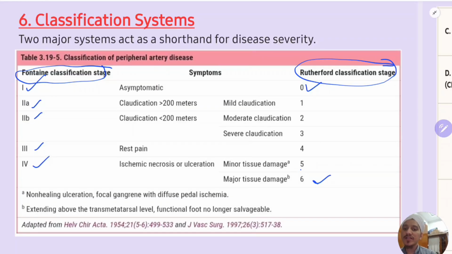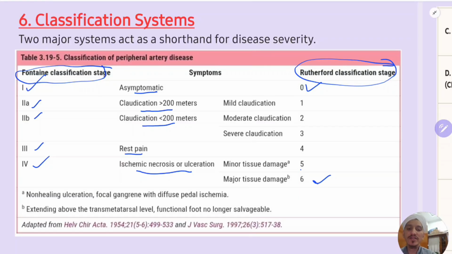So coming to Fontaine classification, 1 is asymptomatic, 2A is patient can walk with claudication to more than 200 meters before resting. 2B is patient will walk for less than 200 meters. 3 is rest pain and fourth one is ischemic necrosis, nothing but gangrene or ulceration.